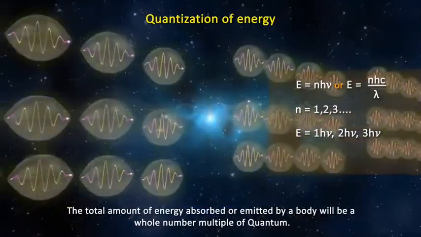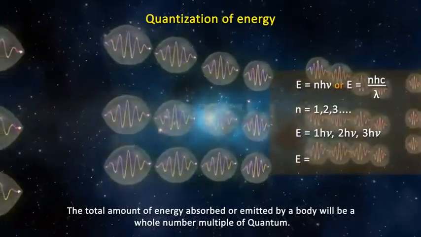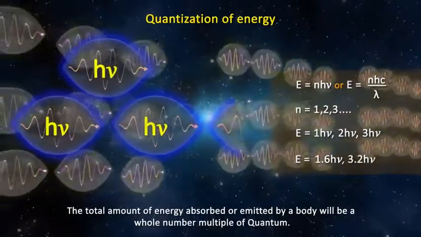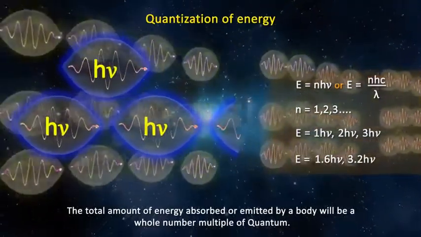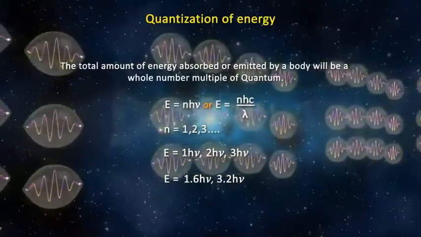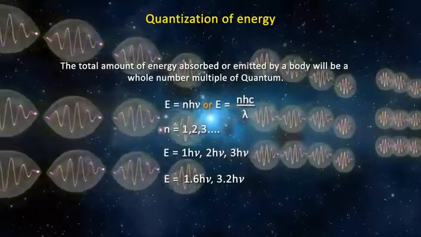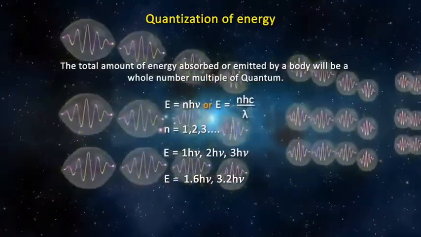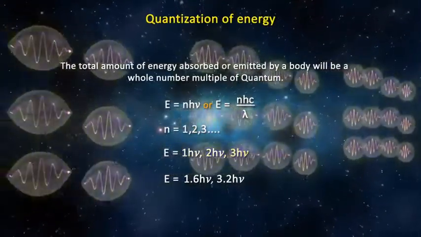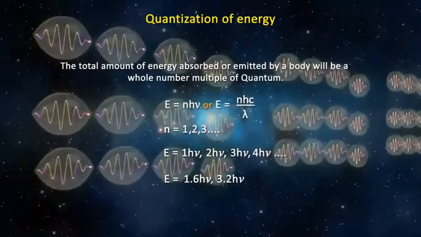It cannot emit or absorb energy which is a fractional value of h nu, such as 1.6h nu or 3.2h nu. This implies that energy can be emitted or absorbed as 1h nu, 2h nu, 3h nu and so on. This is known as quantization of energy.